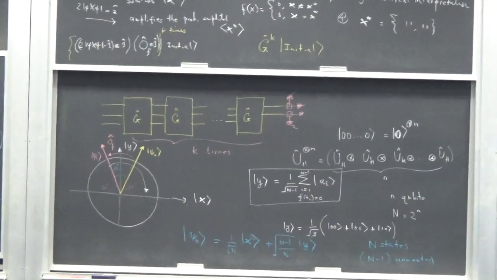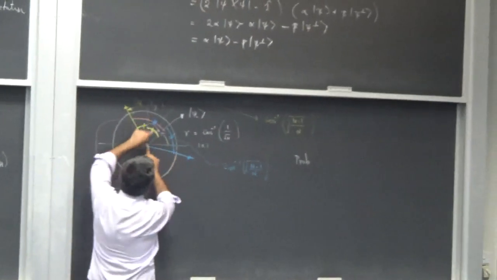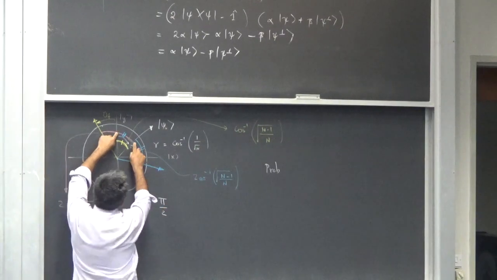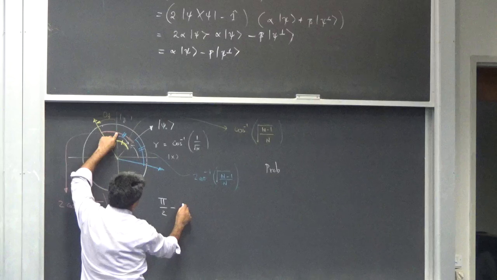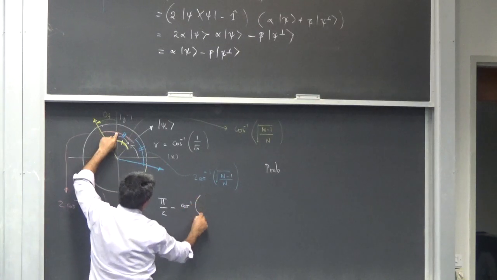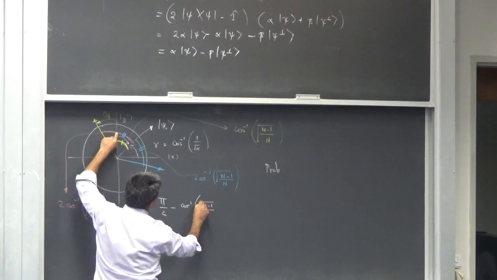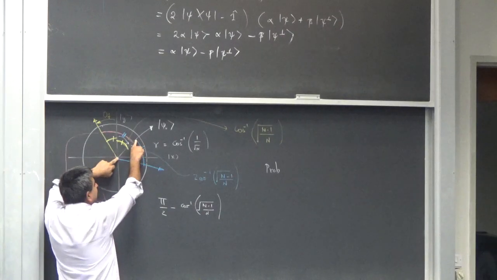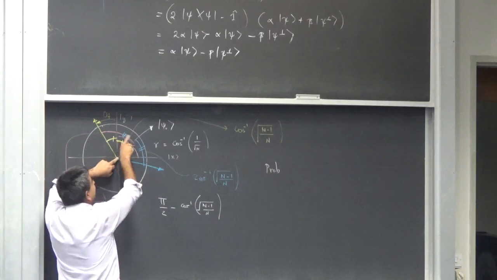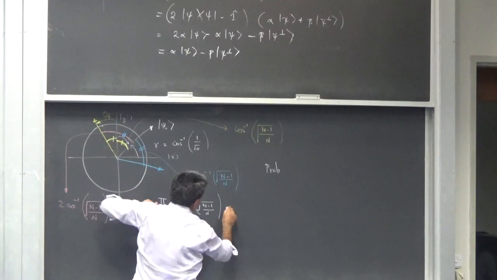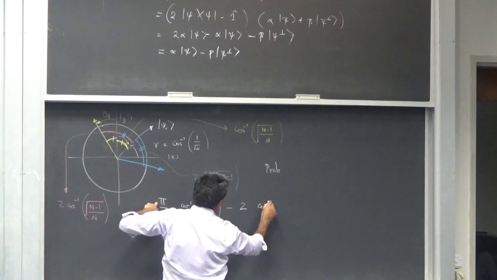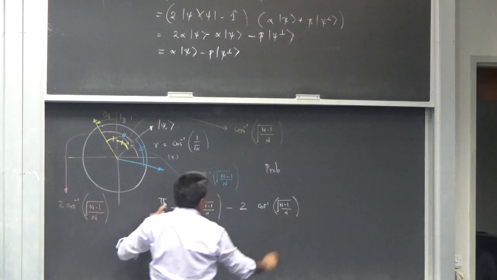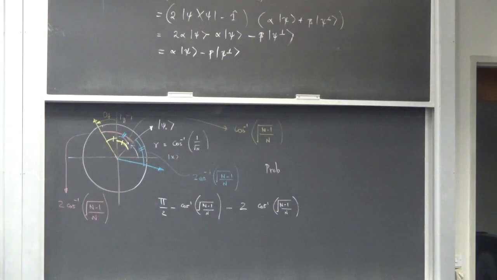How much is this angle? So this is 90 degrees. So this much is pi by 2 minus this angle, which is cosine inverse of root of (n minus 1) over n. And from this point onwards, I move another 2 times this angle, right? So this will be minus 2 times cosine inverse of root of (n minus 1) over n. This is where I land up after the first iteration.